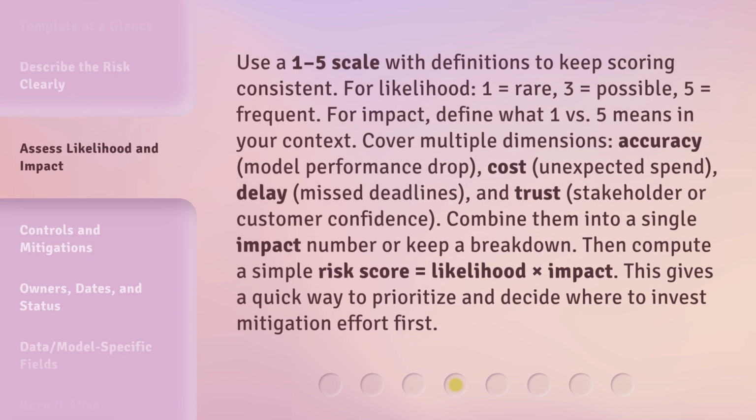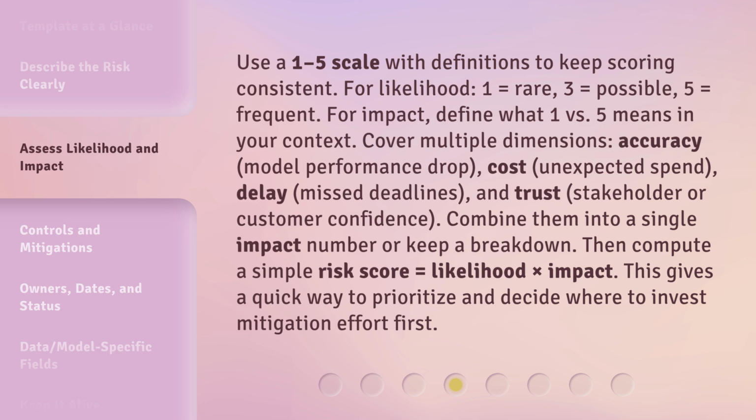Use a 1 to 5 scale with definitions to keep scoring consistent. For likelihood, 1 equals rare, 3 equals possible, 5 equals frequent. For impact, define what 1 versus 5 means in your context. Cover multiple dimensions: accuracy, model performance drop; cost, unexpected spend; delay, missed deadlines; and trust, stakeholder or customer confidence.